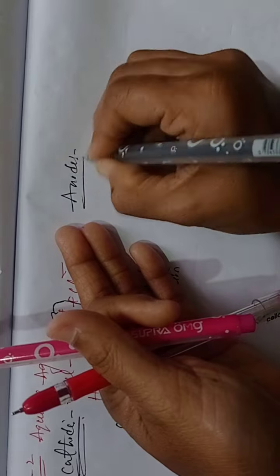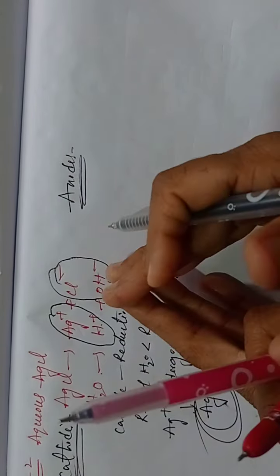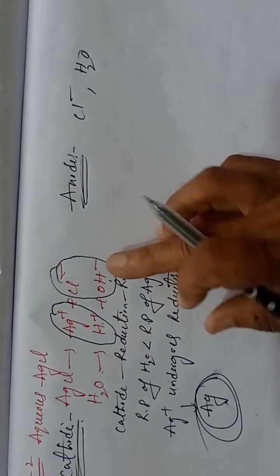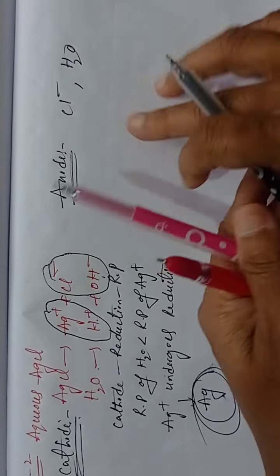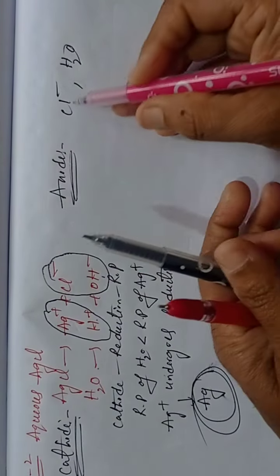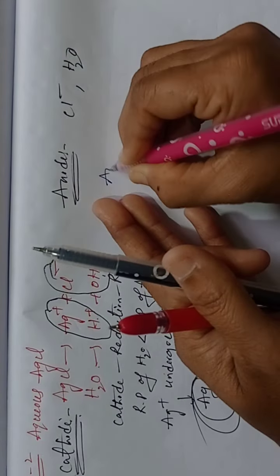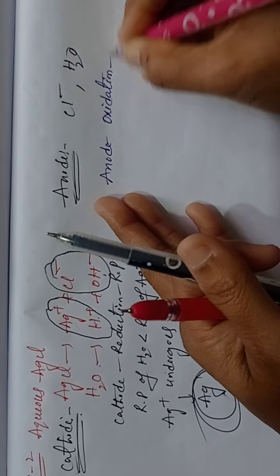So what is happening at the anode? These anions move towards the anode side. That means Cl- and the OH- ion from water. Now see, students, these anions are moving towards the anode. So at the anode, which reaction is taking place? Oxidation reaction. So which potential? Oxidation potential.